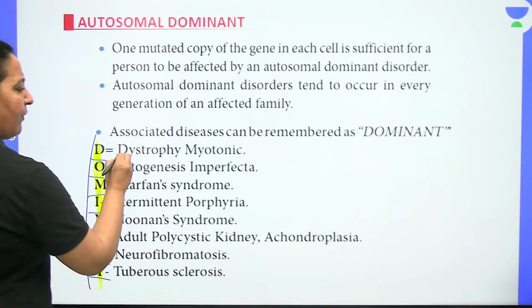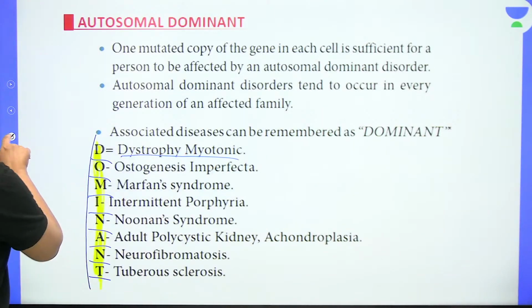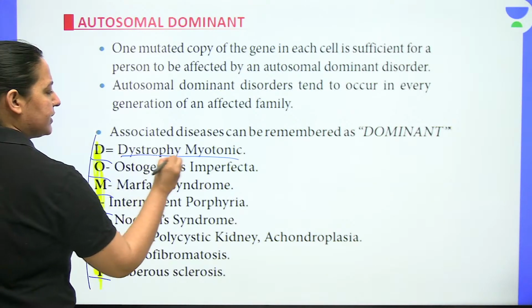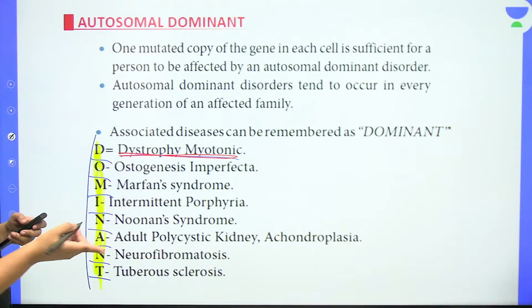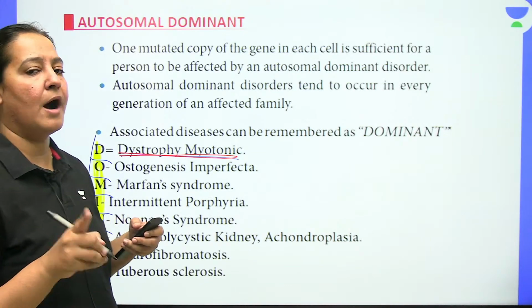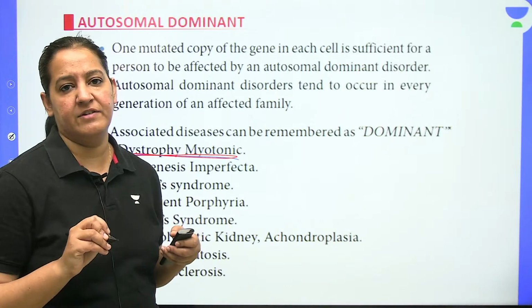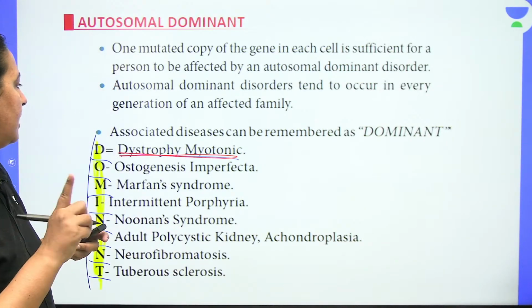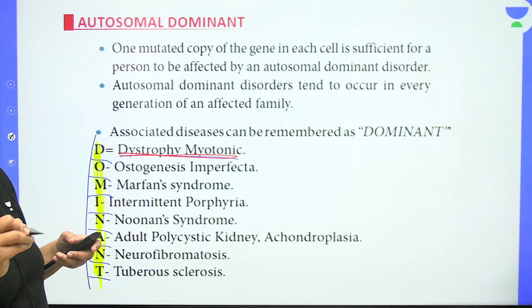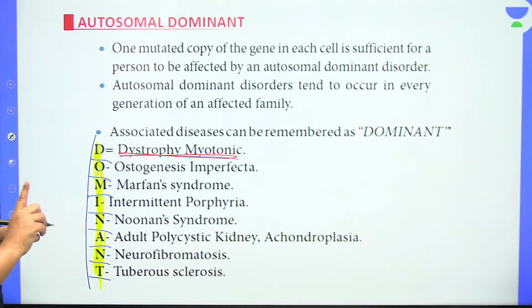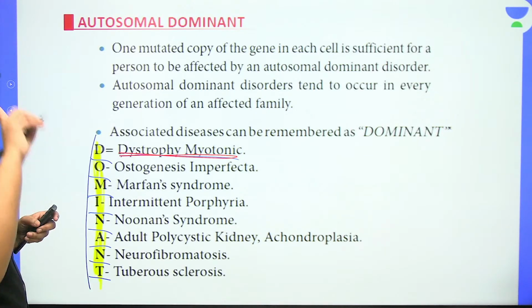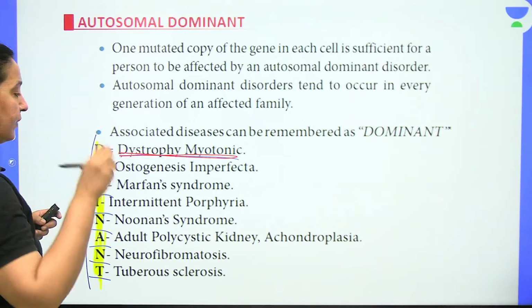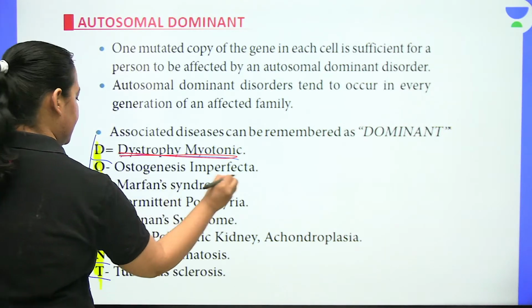So here D stands for dystrophy. Which dystrophy? All other dystrophies will come in X-linked recessive, but only this dystrophy, myotonic dystrophy, is coming here. That is autosomal dominant. But other dystrophies will come in X-linked recessive, I will tell you there. Right? O stands for osteogenesis imperfecta.